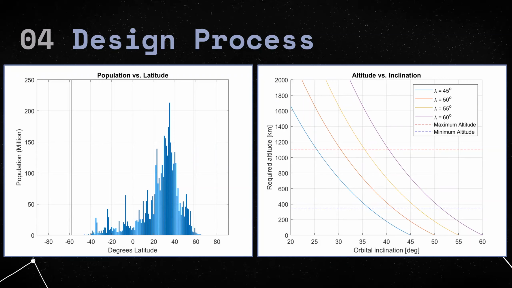Finally, to make sure that we spent an optimal amount of fuel, we used this plot on the right to make sure that we got the minimum altitude we needed just to reach those latitudes, so that we're not spending fuel going any higher than we needed to go.